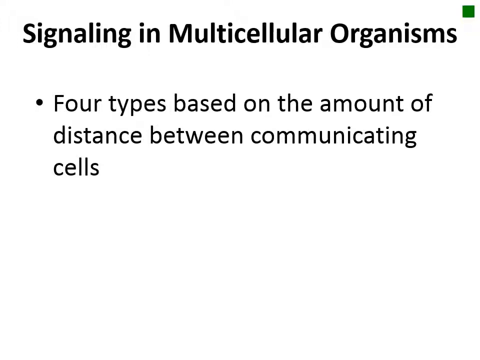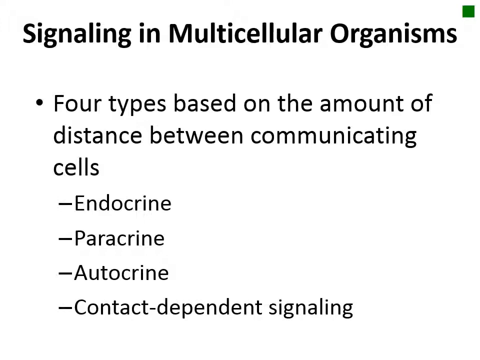In multicellular organisms, the distance between communicating cells varies depending on the cells that are communicating. There are four types of communication that occur in multicellular organisms. They are endocrine, paracrine, autocrine, and contact-dependent signaling.